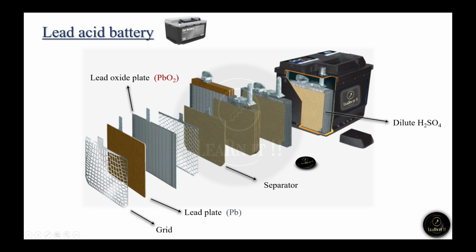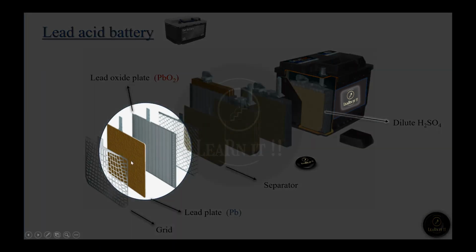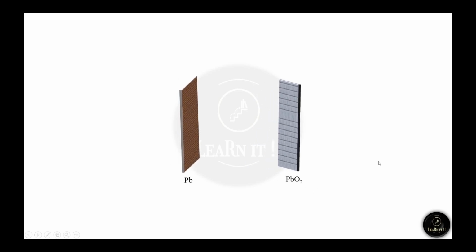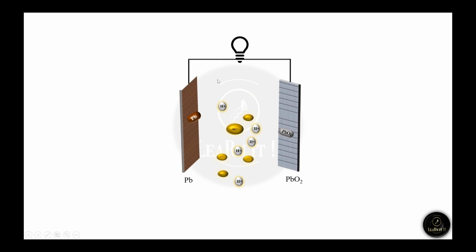Let us look at the working of lead acid battery by taking one electrochemical cell which is made up of lead plate and lead oxide plate. In between, dilute sulfuric acid is present, which contains the ions H+ and SO4 -2. When the battery is connected to a bulb, this is called discharging.